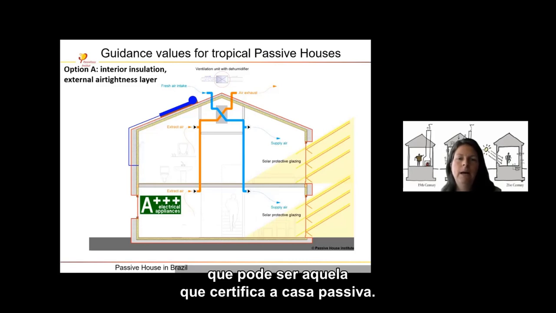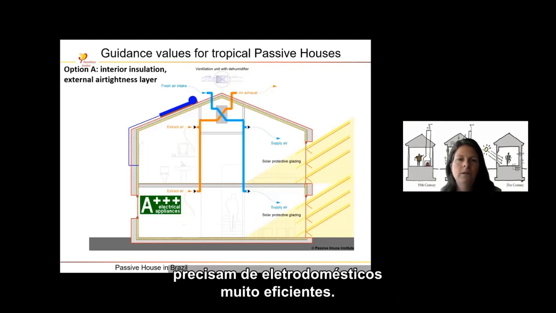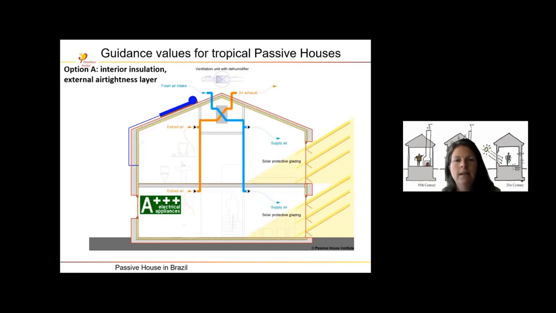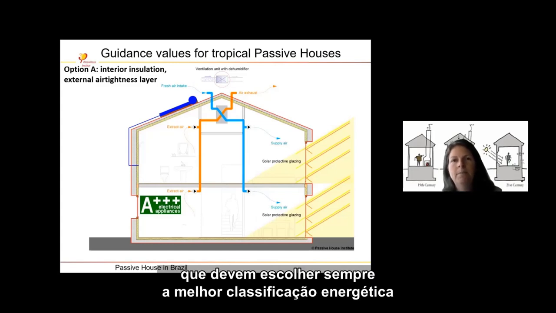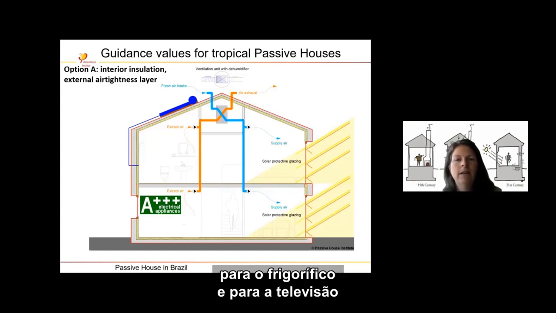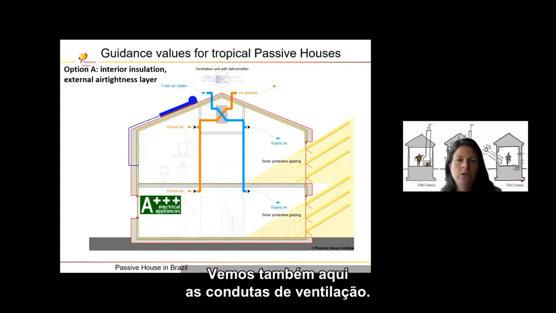This could be your Passivhaus certifier. To minimize the electrical loads, you need very, very efficient appliances. So here there is a AAA. That means choose always the best energy rating for the fridge and for the TV that you can get in the market. Also shown here are the ventilation ducts.